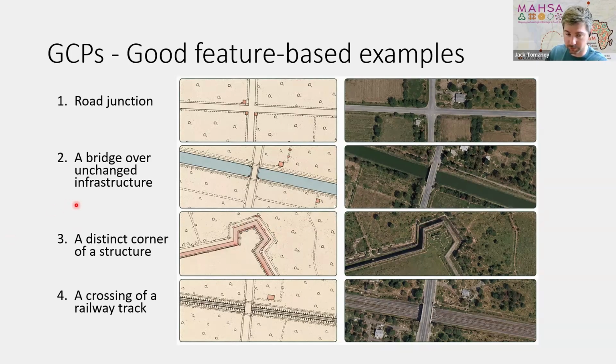And 4th, I put crossing over a rail track, because in the maps that we're using, there are quite a lot of railway tracks. So similar to number 2, it's quite uncommon for a railway track to move locations. It does happen, but you should be able to see if it has moved locations. So often you will have a crossing over a rail track that is present on a historic map and is still present on modern day satellite imagery.